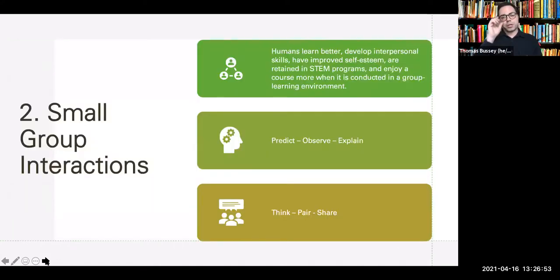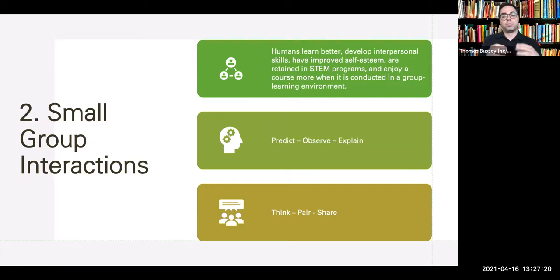The second strategy I want to talk about builds on the social constructivist theory that we just looked at, and that's the use of small group interactions. Small group learning or collaborative learning techniques can range. I've listed a couple of them here. So predict, observe, explain is one common strategy that you might have seen. This is one in which you ask students to make a prediction about, let's say, an experimental demonstration that you might be doing for them.